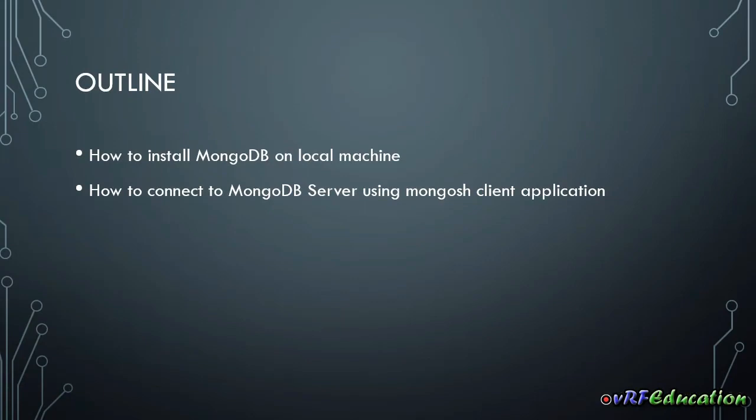Today we are going to learn how to install MongoDB on our local machine, where to download it from the official website, and how to install it on the Windows operating system. For the other operating systems such as Linux or Macintosh, you can read the documentation inside the official website. And when we install MongoDB, we just install the server. We need a client application to connect to that server.